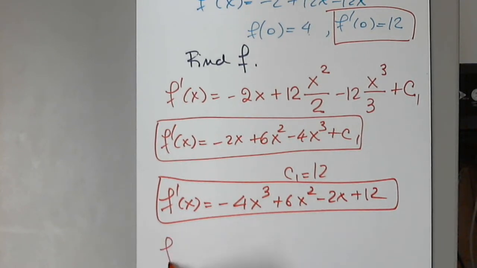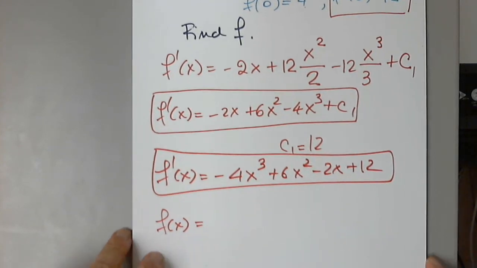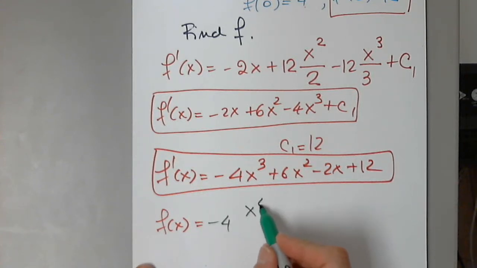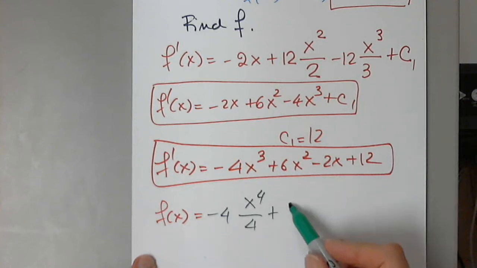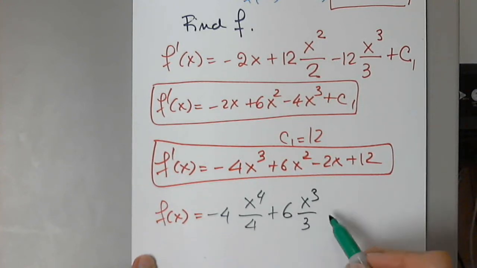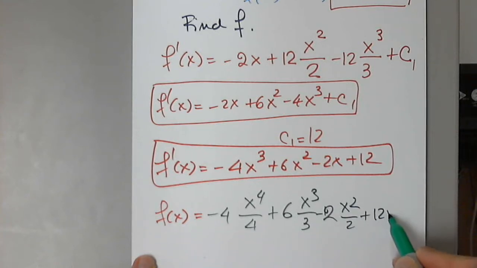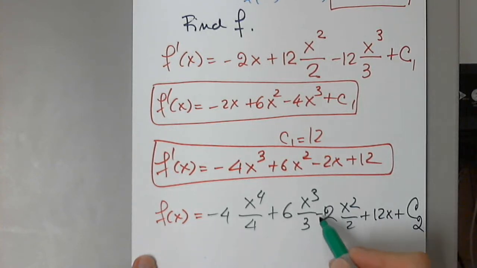So now f of x. Can anyone dictate? Negative x to the 4. Yes, let's write like this for everyone to see. You're right. You're way ahead of me. That's fine. And nothing wrong with that. It's perfect. Negative 2x squared over 2 plus 12x plus C2.